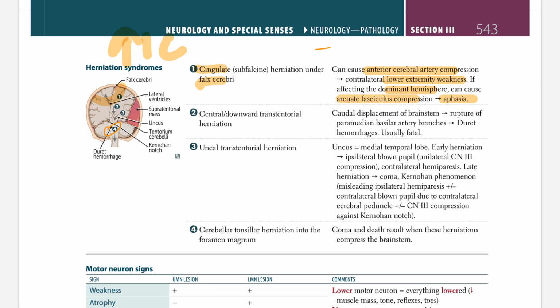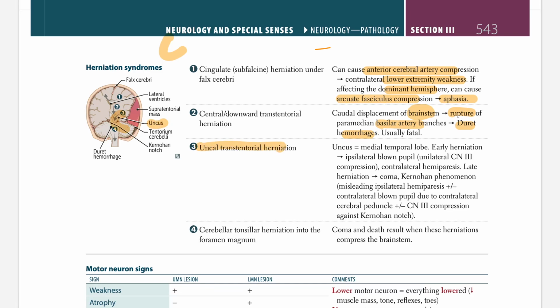The second is central downward transtentorial herniation, this part. And that's going to displace your brainstem, which causes the basilar artery to rupture, causing Duret hemorrhages. And you can see Duret hemorrhages being here. Okay, the third thing is all about the uncal herniation. Uncal herniation is this uncus.